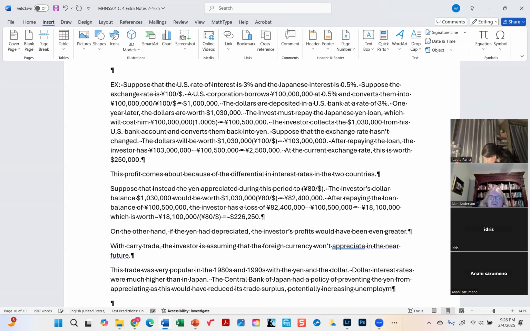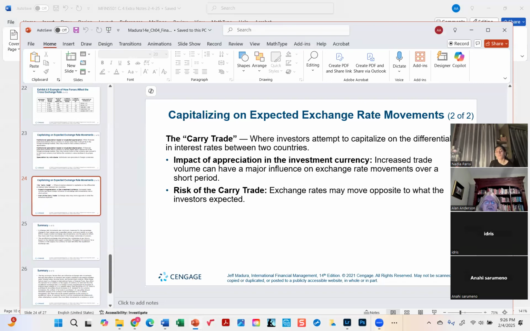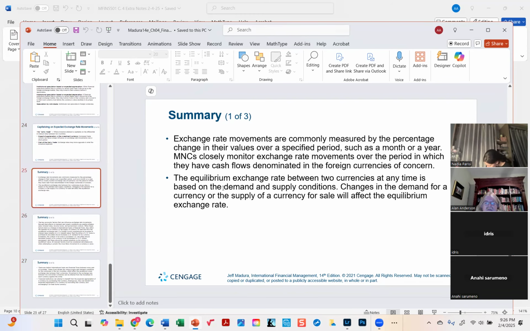The Japanese government, if they saw the yen getting stronger, would actually take steps to make it weaker. And so it seemed like no risk at all. And that was true for many years. Then things changed: US rates fell to Japanese levels, and the Japanese government stopped preventing the yen from rising so much. But that's what the carry trade means. Yeah, so the risk of the carry trade is that exchange rates move the opposite of what the investors expected. Exactly.